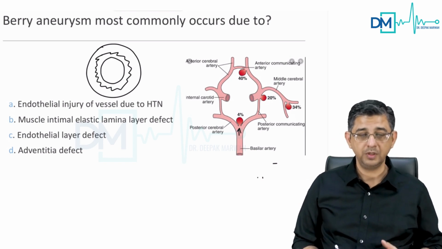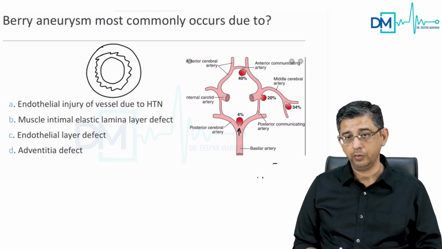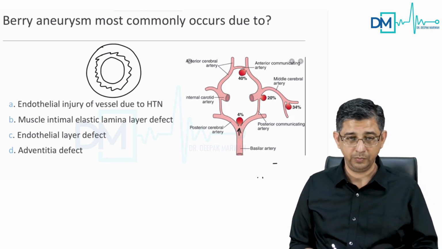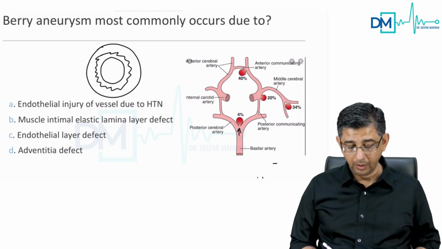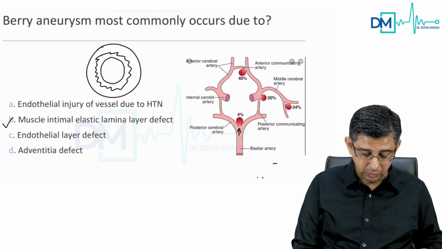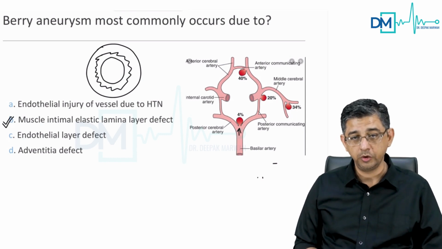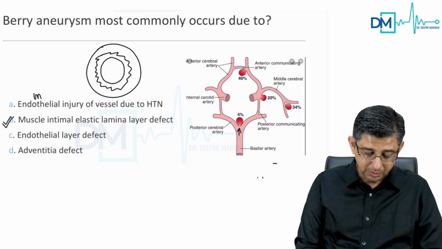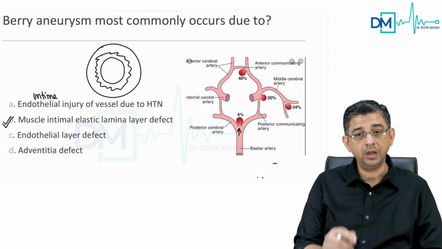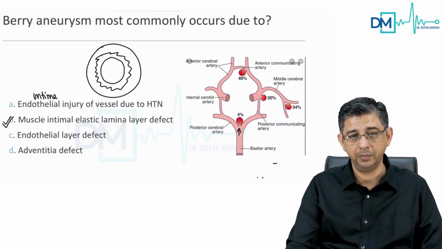And a defect in this results in a weakening in the wall of the blood vessel that causes the saccular aneurysm, which is called a berry aneurysm. The answer to this question would be choice B. Why is the answer not A? Because it says endothelial injury to the vessel. So this is not a disease of tunica intima. This is a disease of mainly the internal elastic lamina and the tunica media.